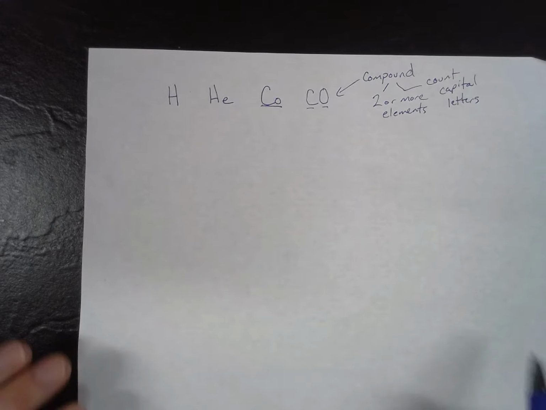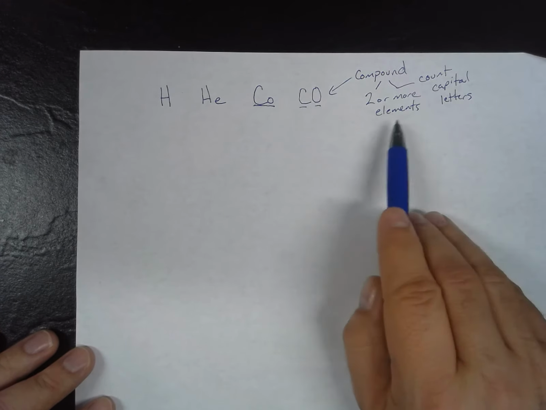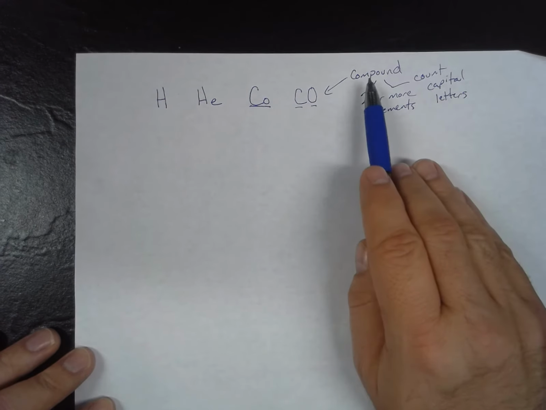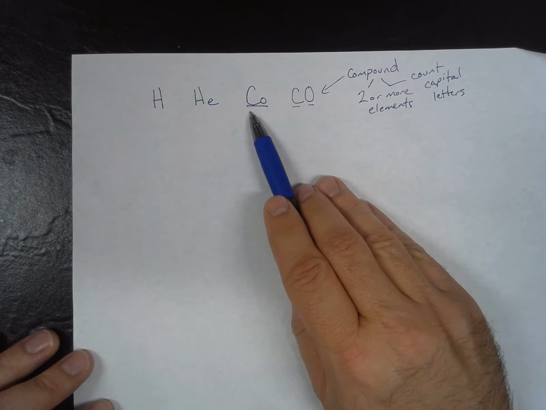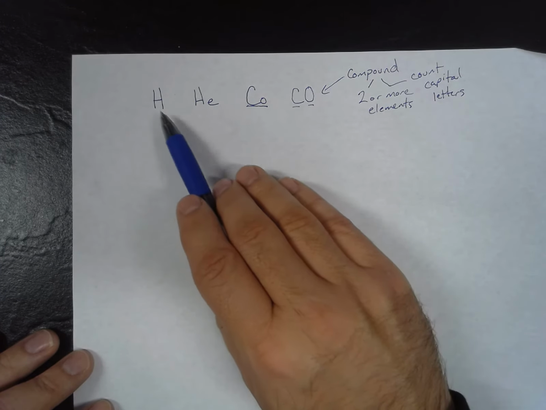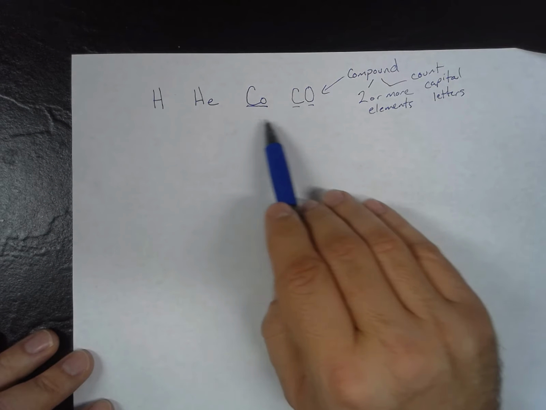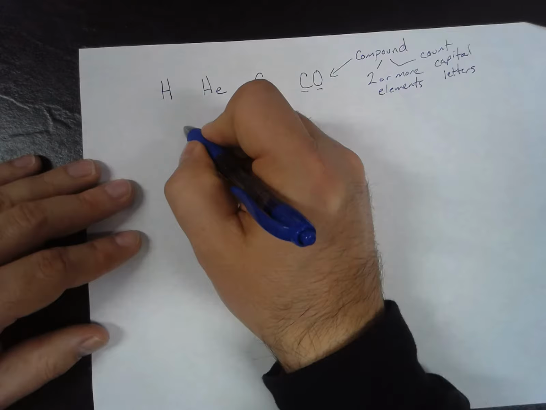Okay, so here we have two capital letters, which means we have two or more elements, which means this is a compound. This only has one capital letter, which means it's an element. One capital letter, these are elements.